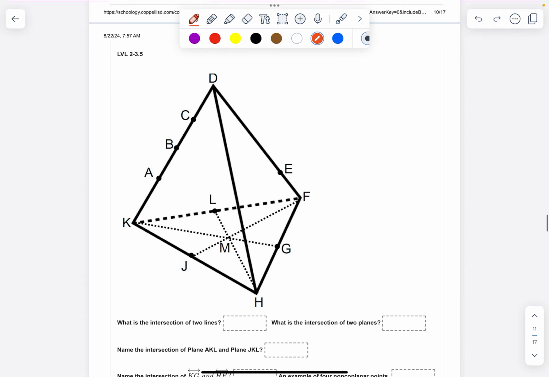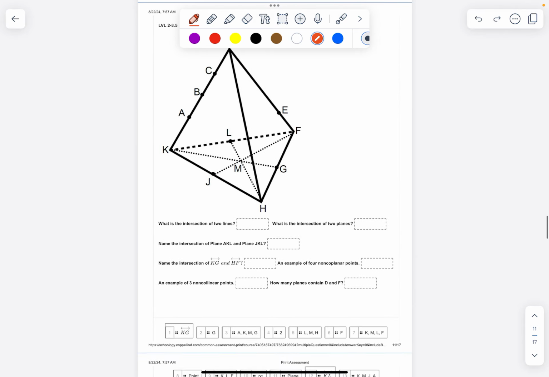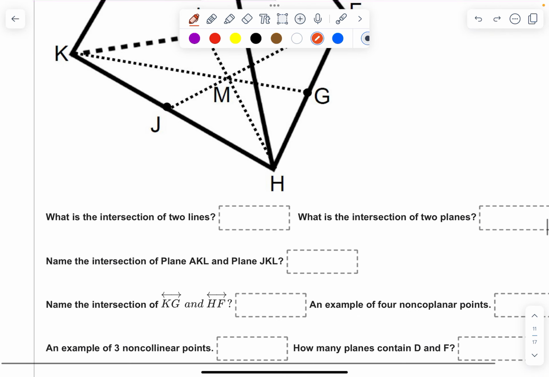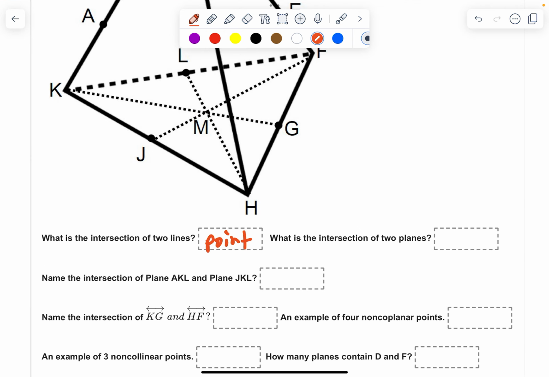Next question is, I don't know what all these are. Let's look at these. Lots of choices, so let's read them. What is the intersection of two lines? Two lines intersect at a point. I don't need options, I know. What is the intersection of two planes? Two planes intersect to form a line.